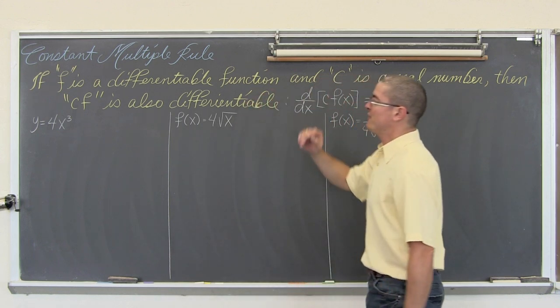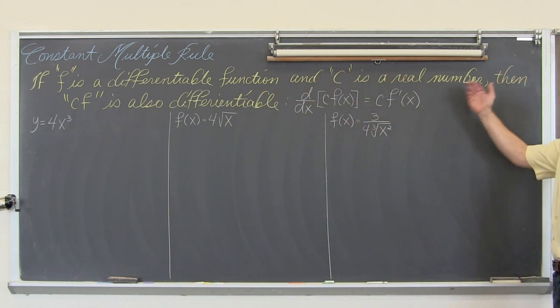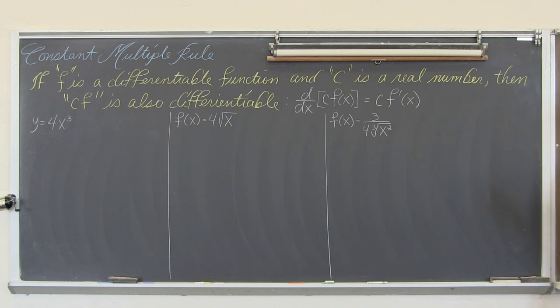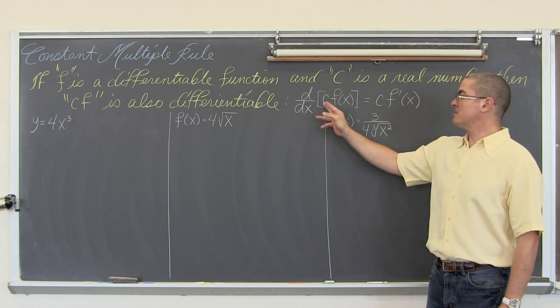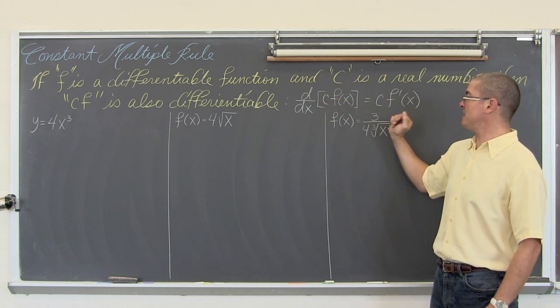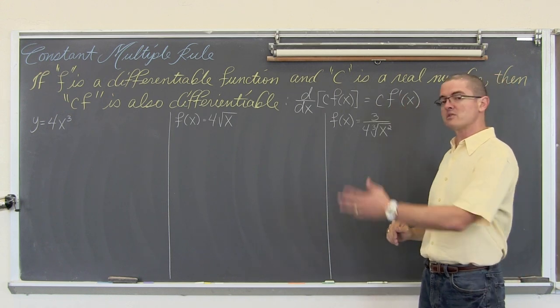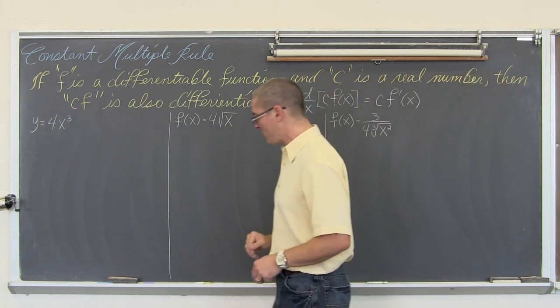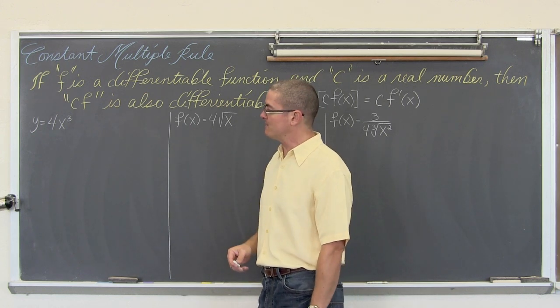It says if f is a differentiable function, and c is a real number, then c times f is also differentiable. And it says the derivative with respect to x of c times a function is equal to c times the derivative, that's what that prime means, of the function. So here are our three examples. We have y equals 4x to the third, so you don't think you always have to use function notation.